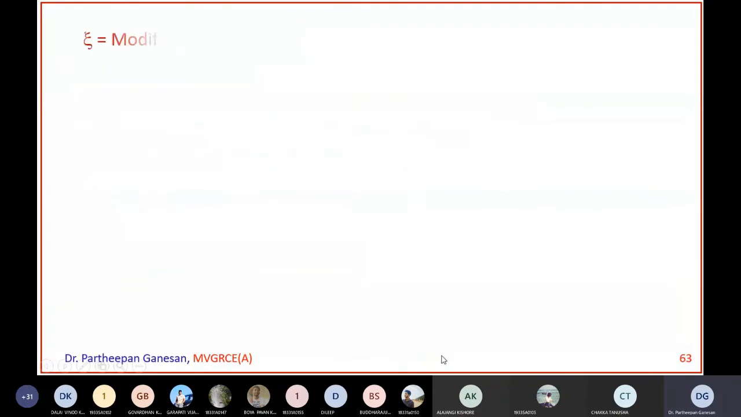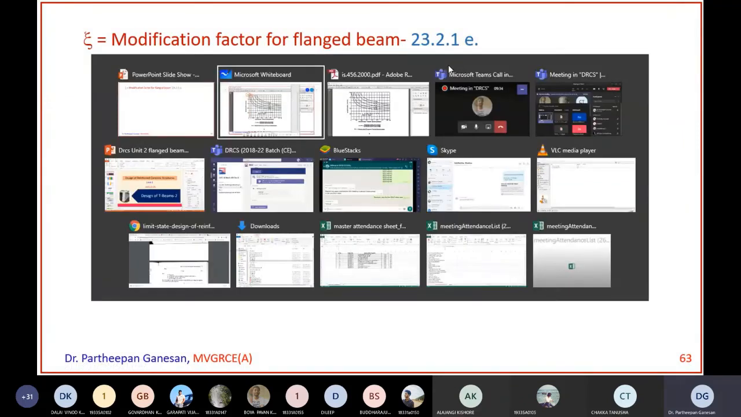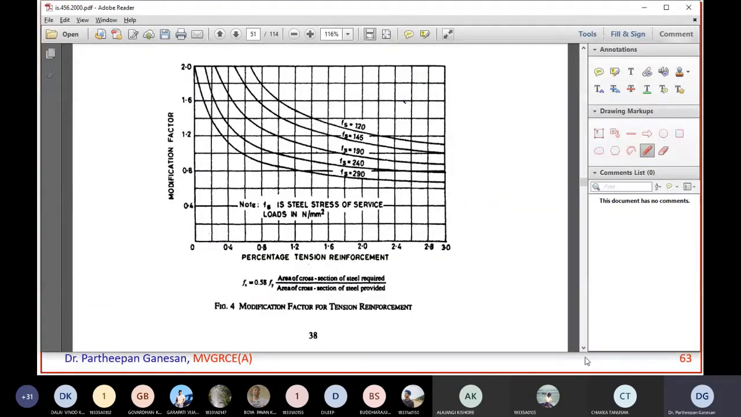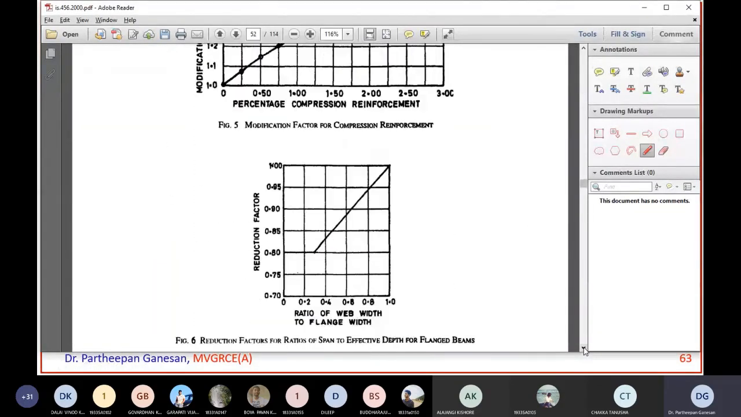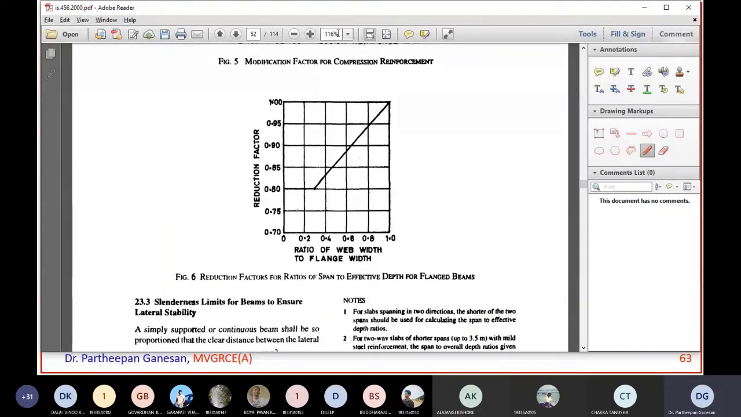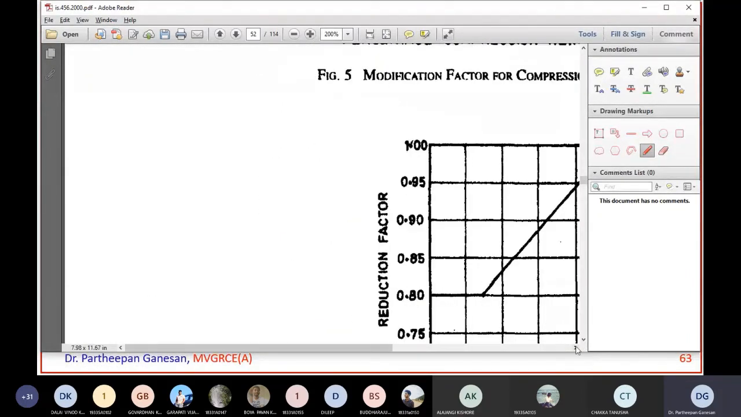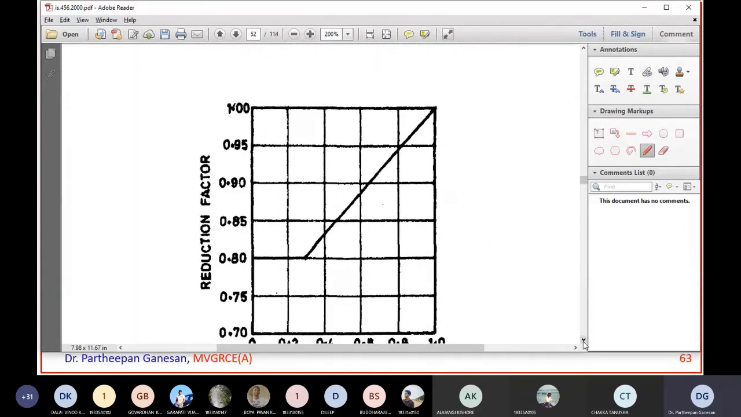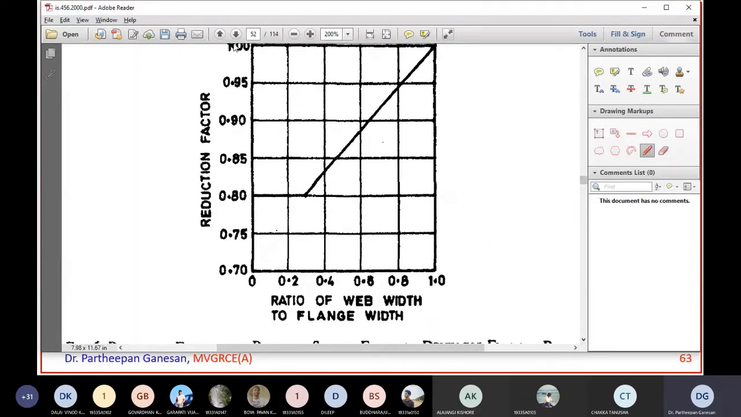Now the modification factor for the flanged beam, this also you have to check here, in the next figure. If you see here, the ratio of web width to flange width. What is your web width? 300 mm. Flange width is 1933. Find out what the ratio is. 300 by 1933, it is 1 by 6 point something, how much?